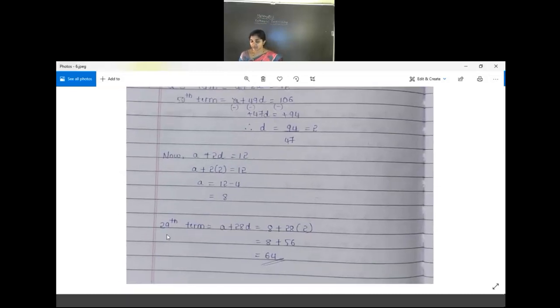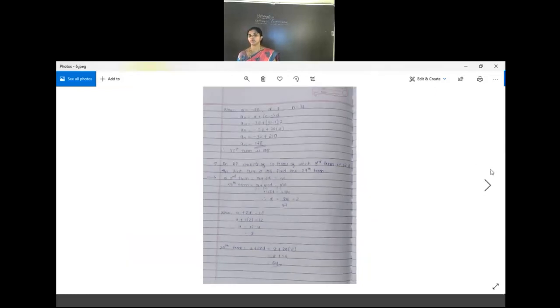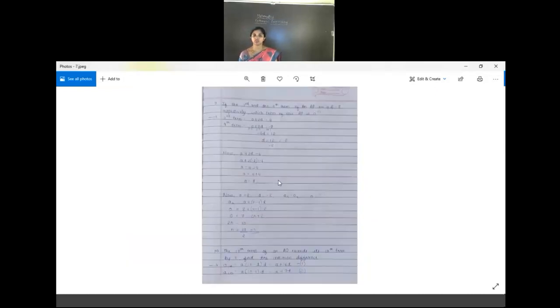Now we have to find out 29th term. 29th term is equal to A plus 28D. That is A is 8, then 28 into difference is 2. 8 plus 56, that is equal to 64. 29th term is 64. Next, 9th question.